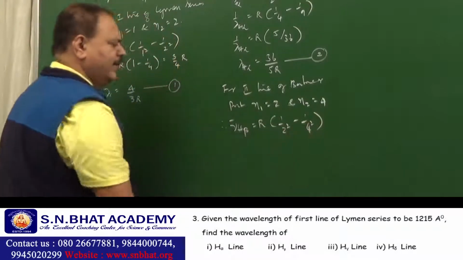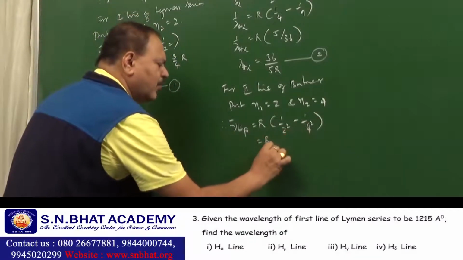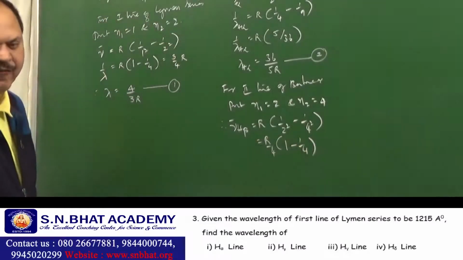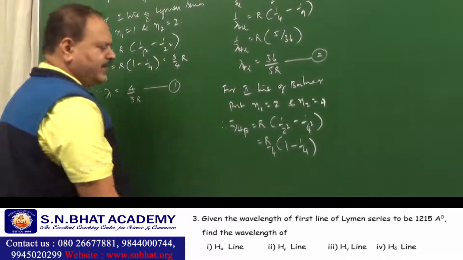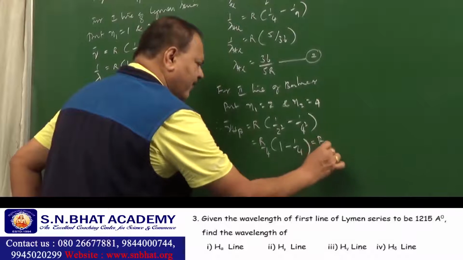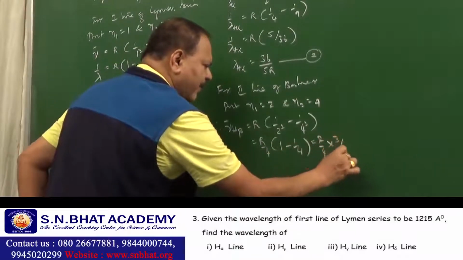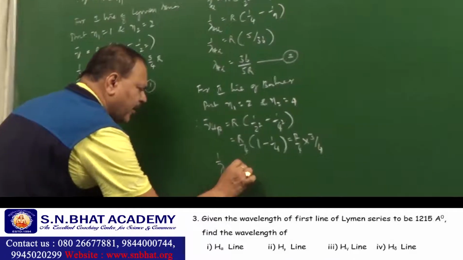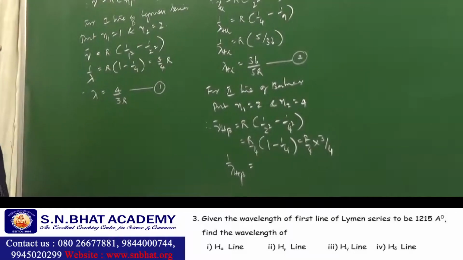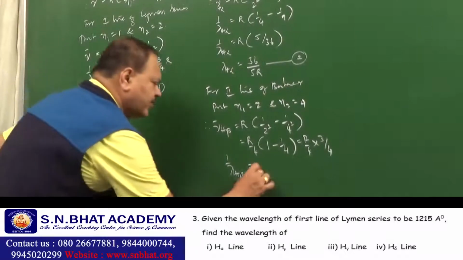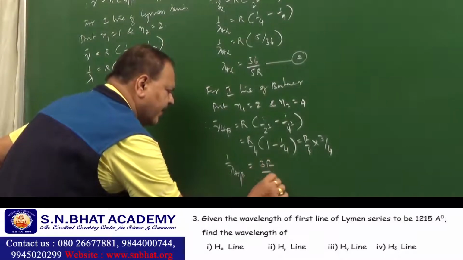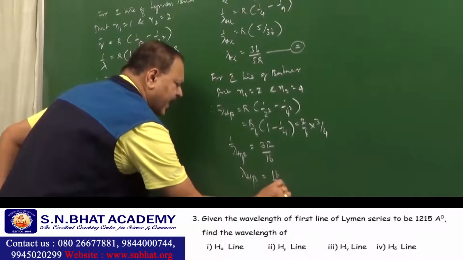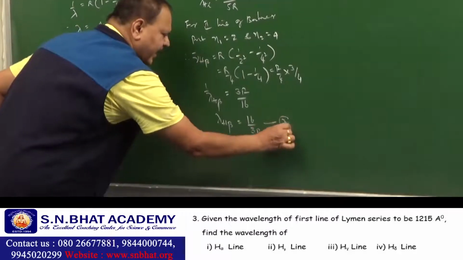That comes out to be R into, so you know that 1 by 4 is a common factor, you are left with 1 minus 1 by 4. Okay, 1 by 4 minus 1 by 16, that is equal to R by 4 into 3 by 4. And therefore, your 1 by lambda H beta is equal to 3R divided by 16. Therefore, lambda H beta is equal to 16 by 3R. Remember, take it as equation number 3.